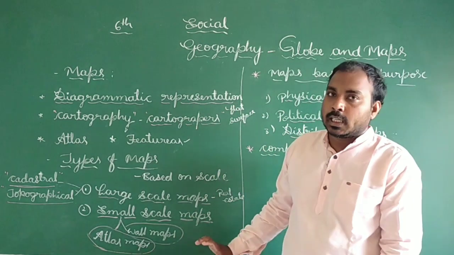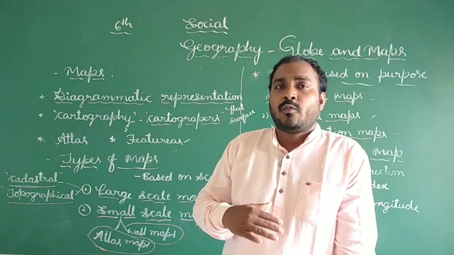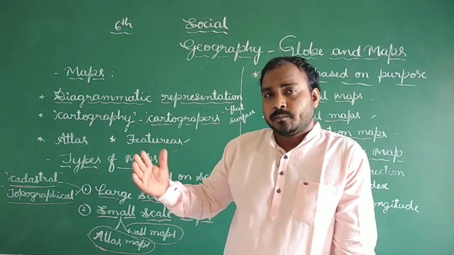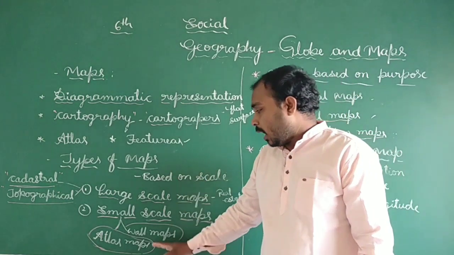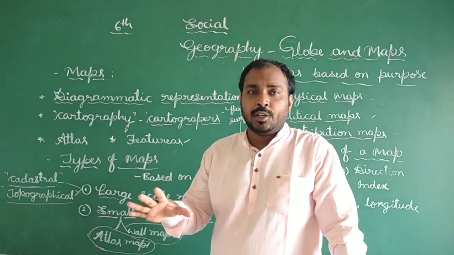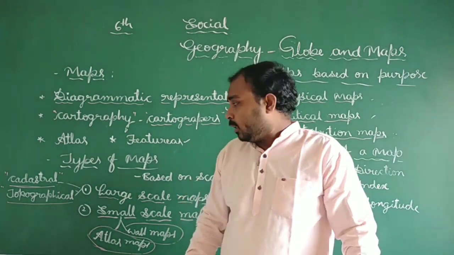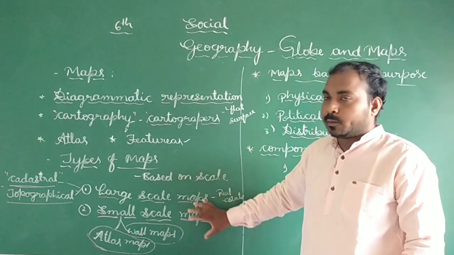As I told you, different types of maps printed as a book is called the atlas map. In the atlas map also you will learn more information about the individual maps. Okay, this is all about the maps and also the types of maps.